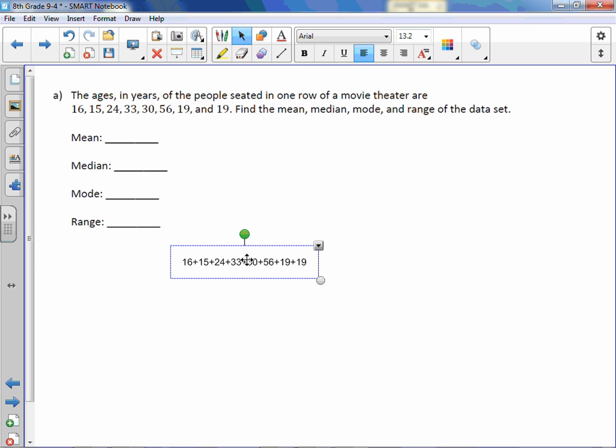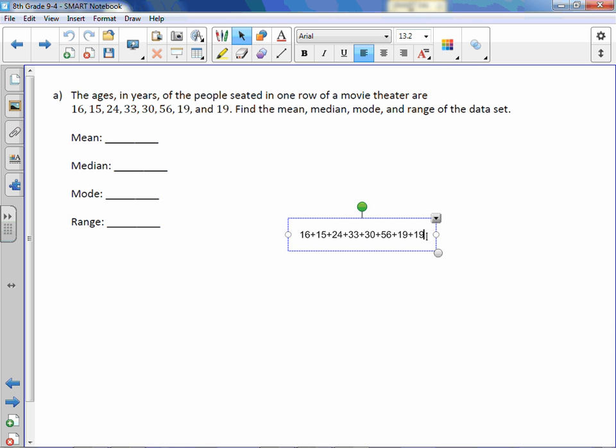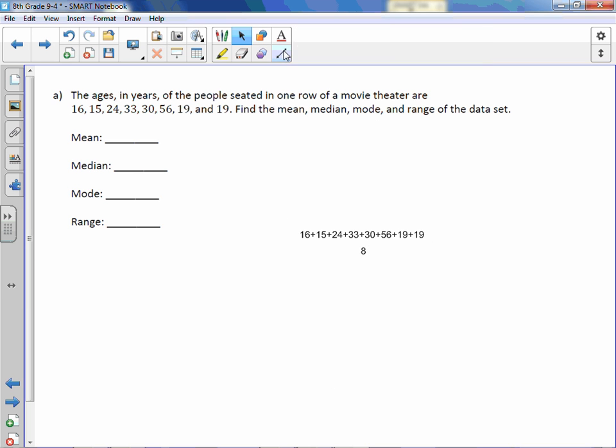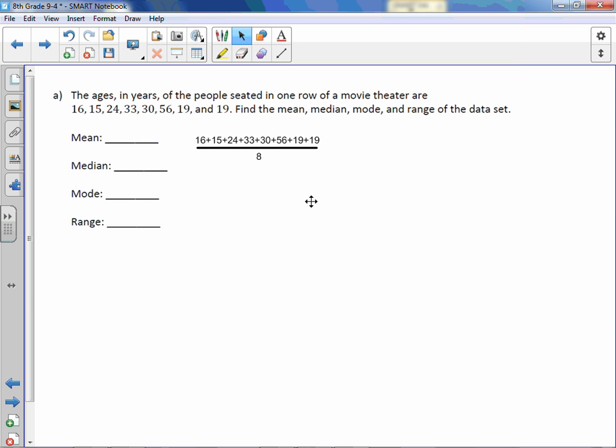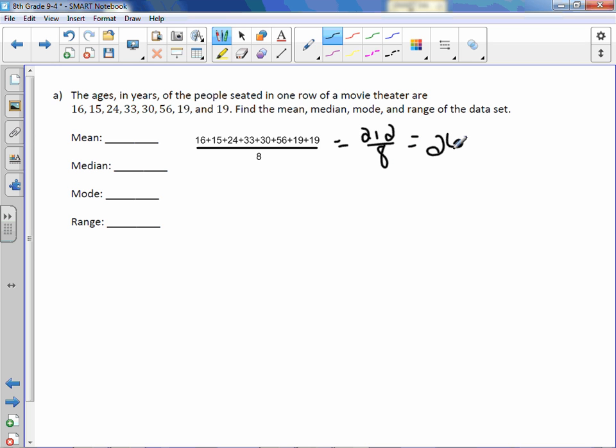And you're going to take that data and divide by the amount of data there are. If we count them, there's 1, 2, 3, 4, 5, 6, 7, 8. So we're going to add them up and then divide by 8. When you do that, you get 212 over 8, which equals 26.5. So the mean is 26.5.